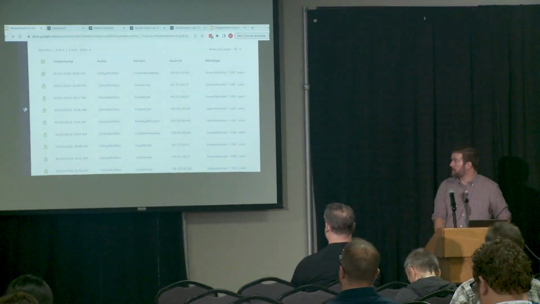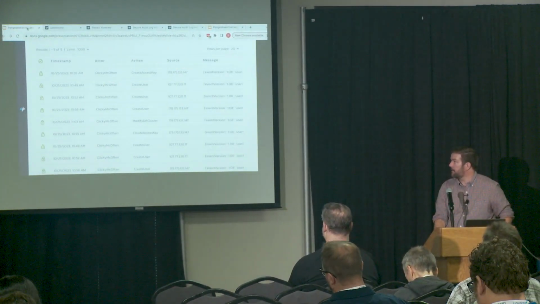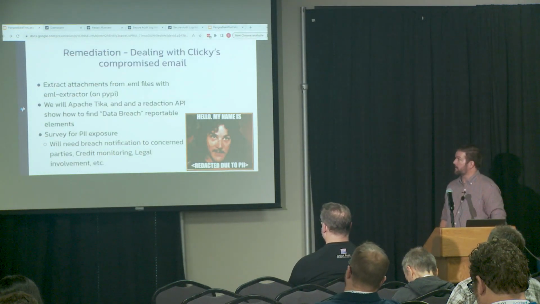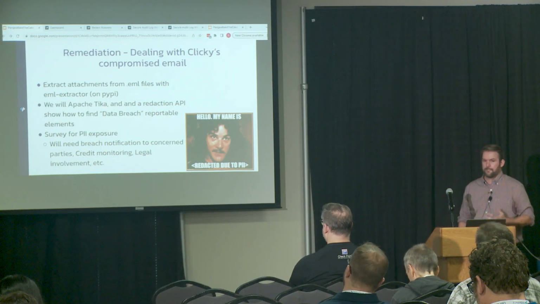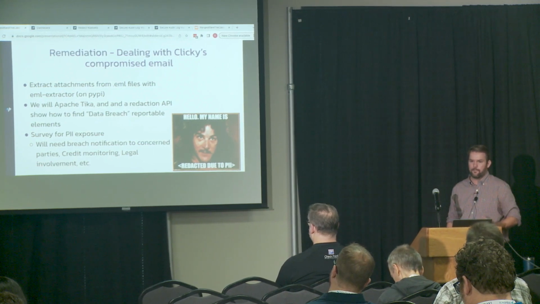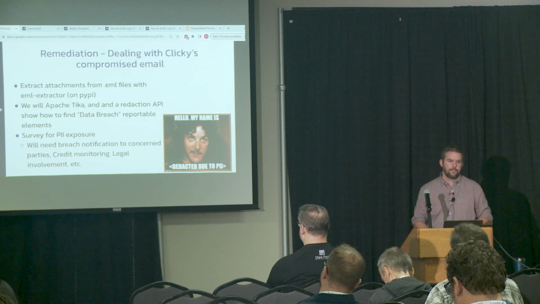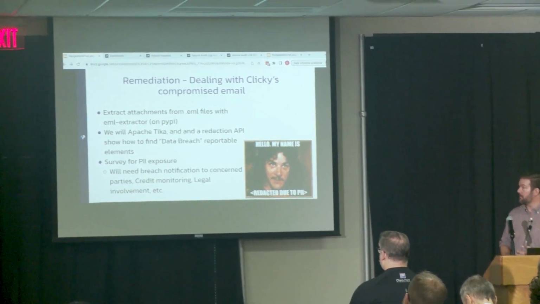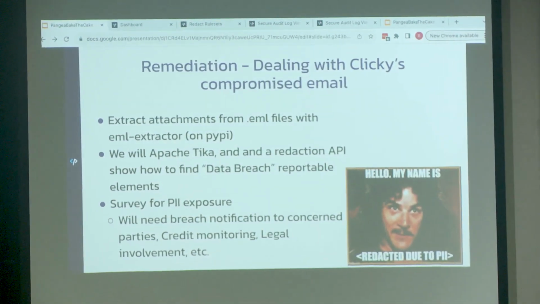So the next phase is dealing with Clicky's compromised email. So we assume his account was fully compromised. They had access to everything in it. It could be full of PII. It could include other passwords. It could include access keys or information.